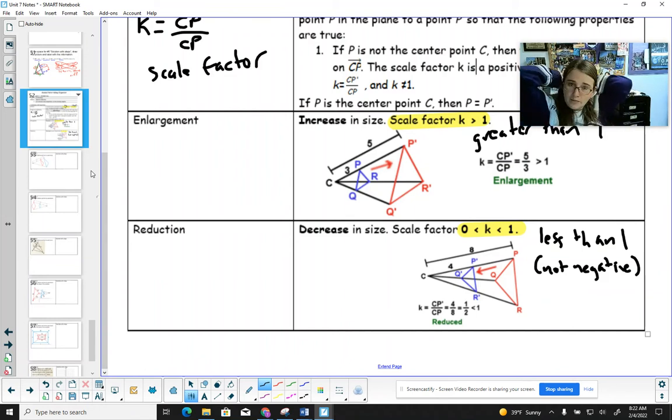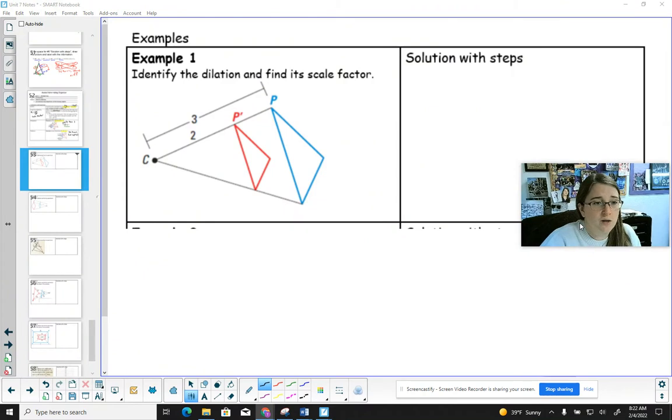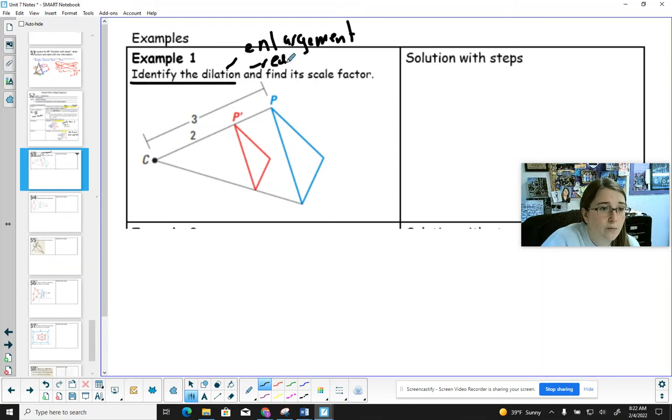Okay, so the questions that are going to be asked are, identify the type of dilation. Is my shape getting bigger or smaller? And then find the scale factor. And then we'll apply that a little bit more in class. So let's look at number 1. It says, identify the dilation and find its scale factor. So again, this means, is it getting bigger? Is it an enlargement? Or is it a reduction? So how we know which, again, we could find the scale factor and base it off of that, but you can also look at the picture.